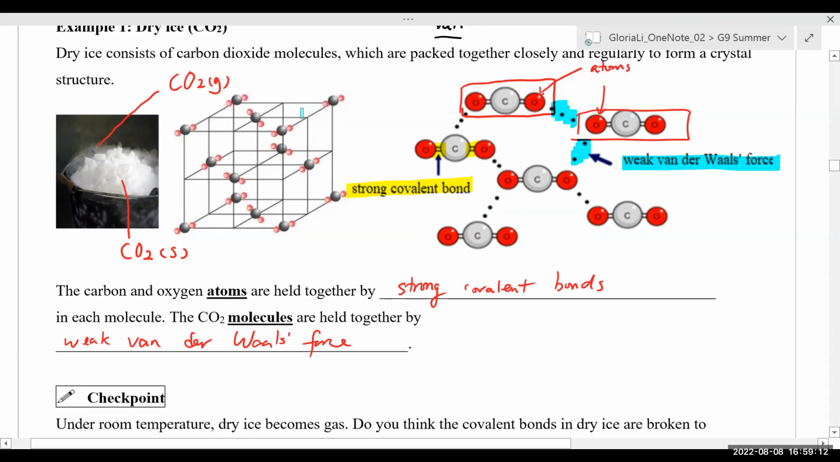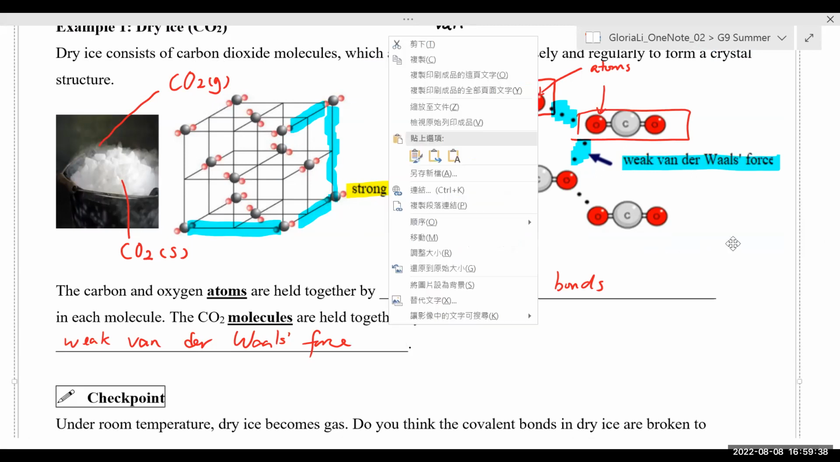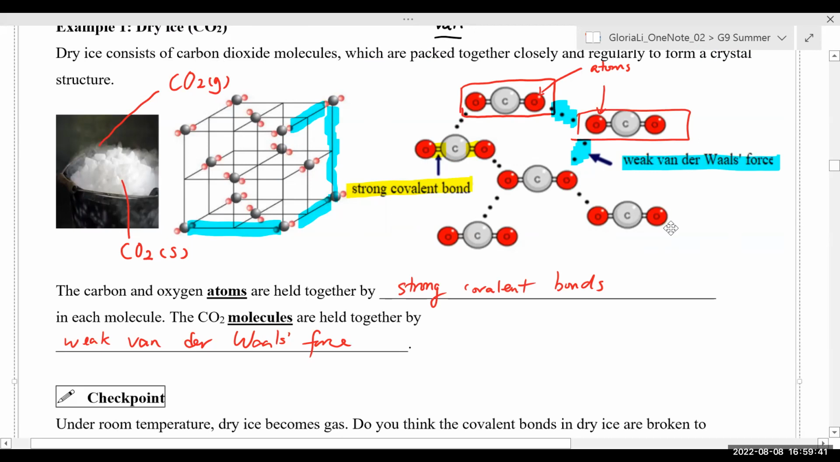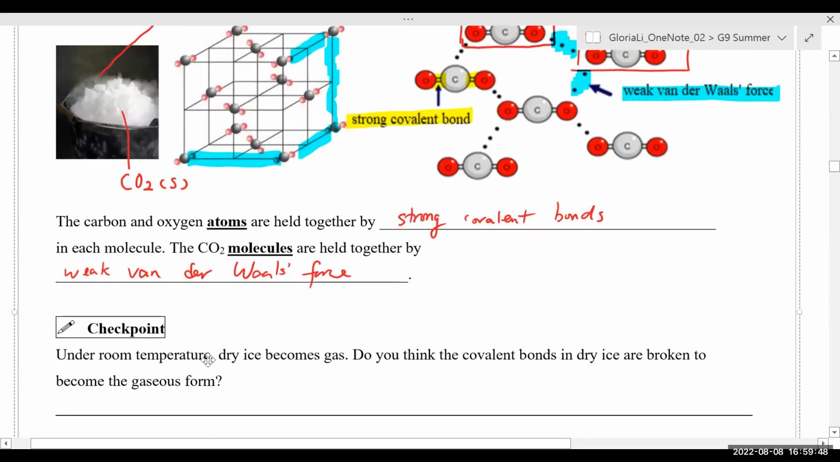So weak van der Waals force in my 3D diagram, where is it? It will exist between the two molecules. So this will be weak van der Waals force, understand? So between two molecules, if they are close enough, then it will create weak van der Waals force due to the electrons in the molecule. And this force at the molecular level is considered a weak force, which means it just requires a small amount of energy to break it down. That's why we can explain the question.